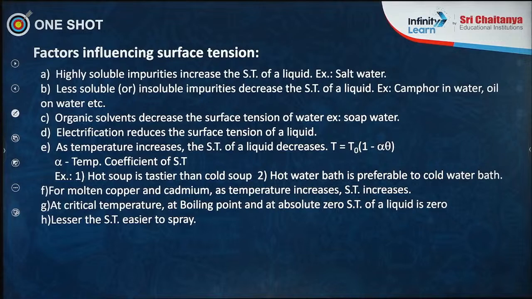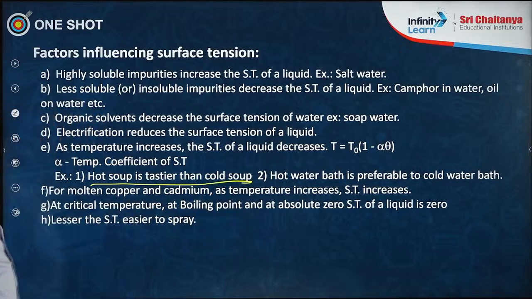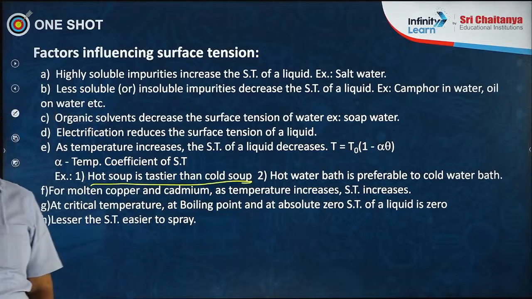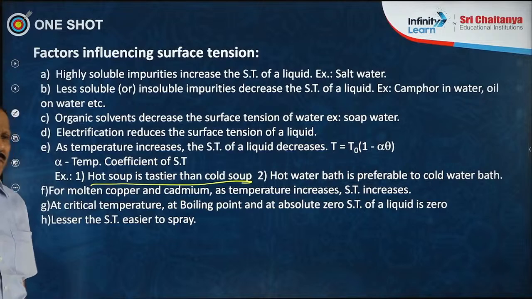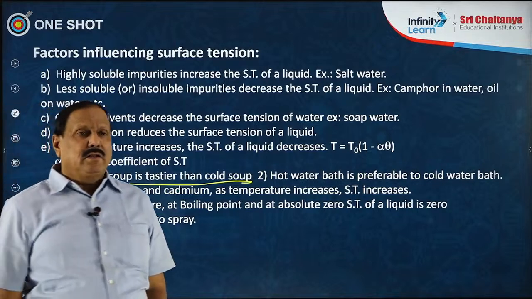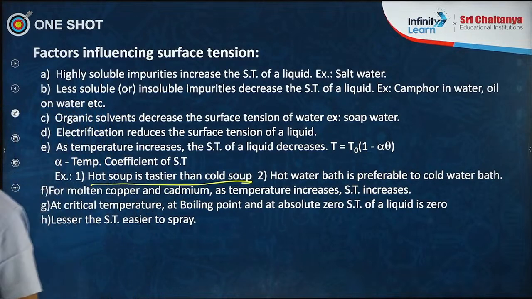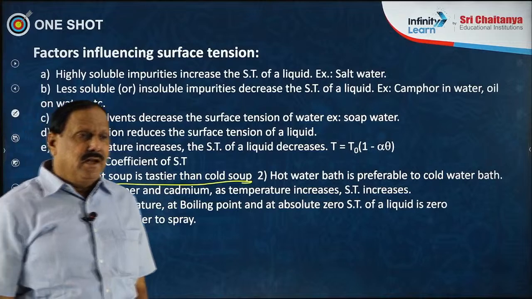Next, temperature. As the temperature increases, surface tension decreases. The best example for this is that hot soup is tastier than cold soup. For example, if we want to take soup or sambar or rasam, I think we all prefer them in hot condition. Why? Because in the hotter condition, surface tension decreases. When surface tension decreases, spreading nature increases. Remember, the lesser the surface tension, the easier to spray.